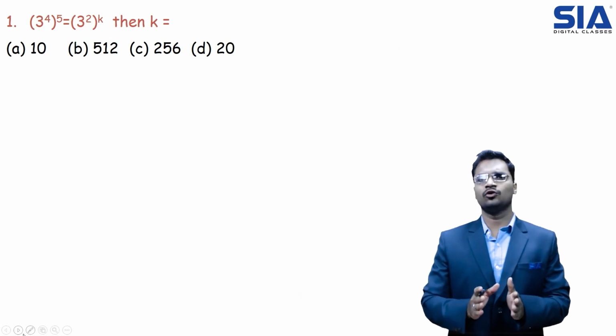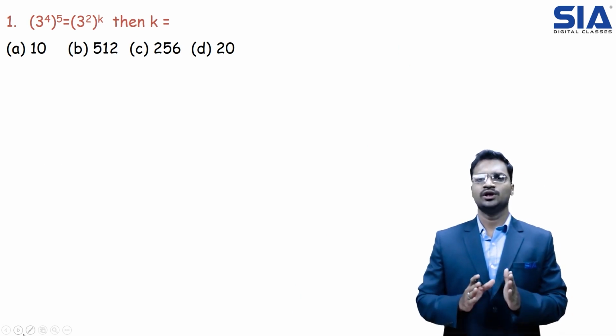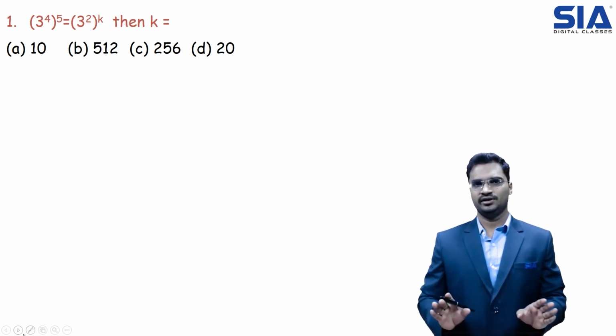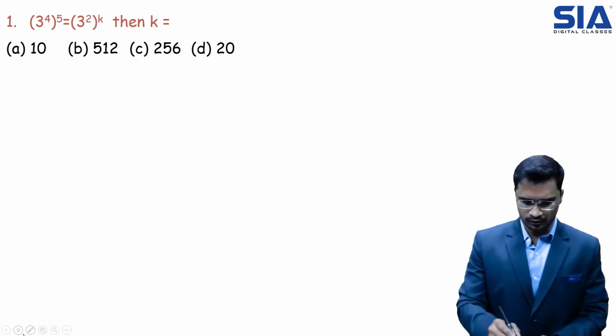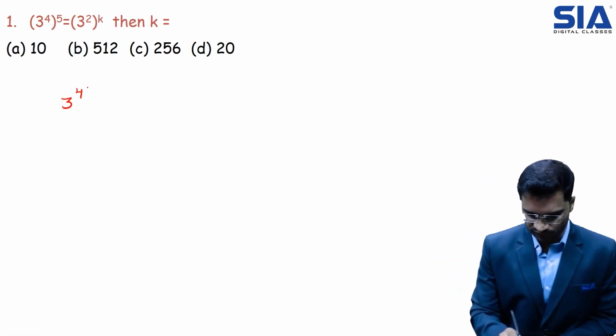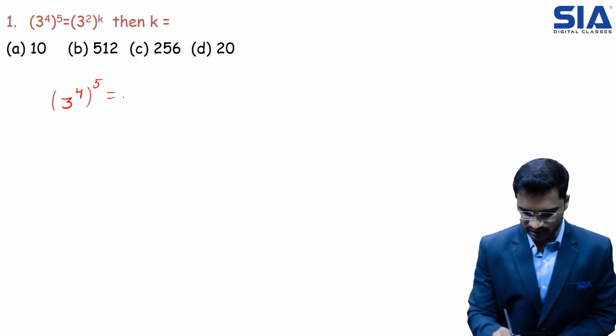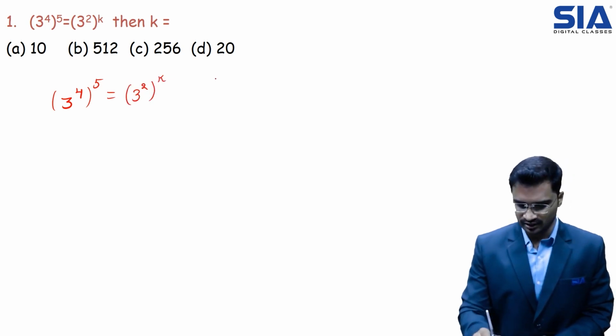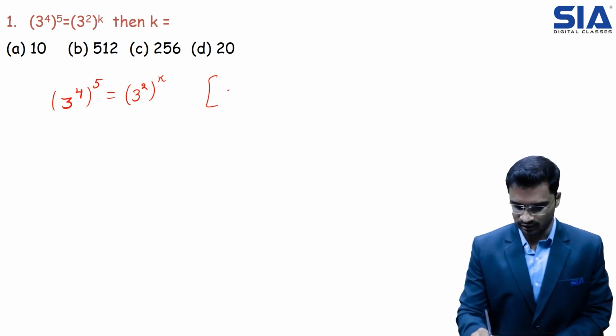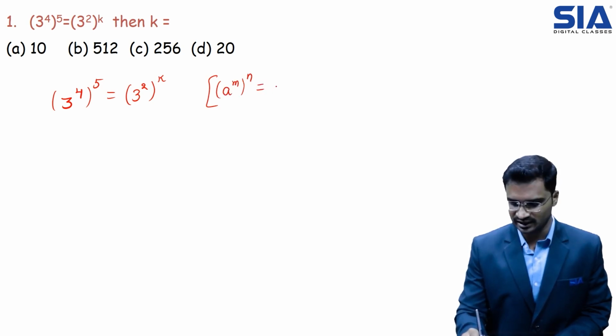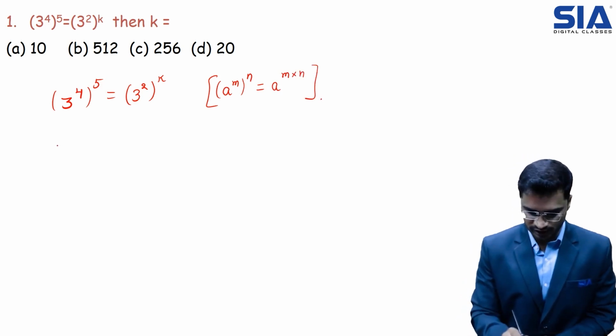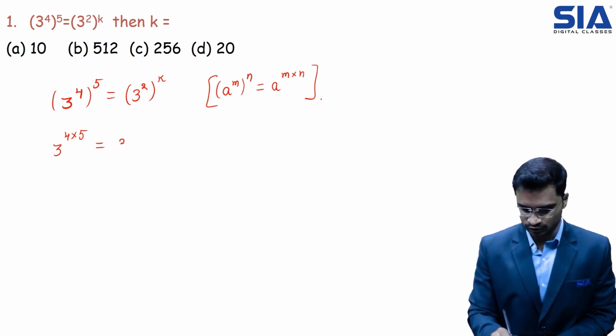3 to the power of 4 whole to the power of 5 is equal to 3 square whole to the power of k. Then what is the value of k? Now let us solve. Here, this is in the format of a to the power of m whole to the power of n. I can write it like this, a to the power of m into n. So let us write 3 to the power of 4 into 5, that is equal to 3 to the power of 2 into k.